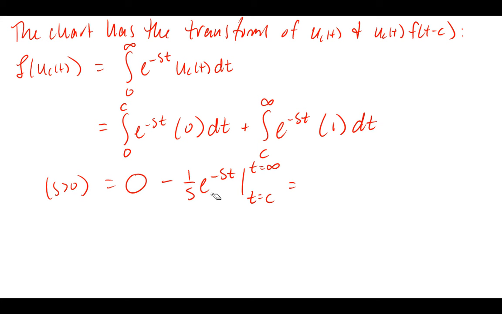Since s is positive, when I do t equals infinity, I have positive s times infinity, so this is positive, but then there's a negative in front of it, so it's negative. And we all know that e to a negative big power is going to be 0. So when I do the infinity, I think I get 0. Now when I do the c, what do I get? So first of all, I'm doing top minus bottom. So I have minus negative 1 over s, e to the negative sc.